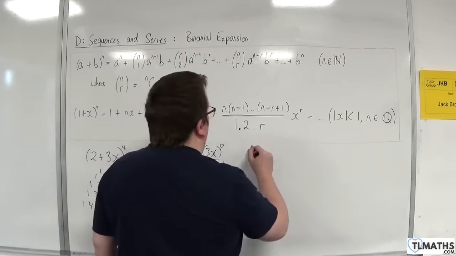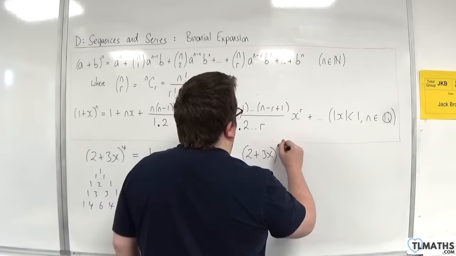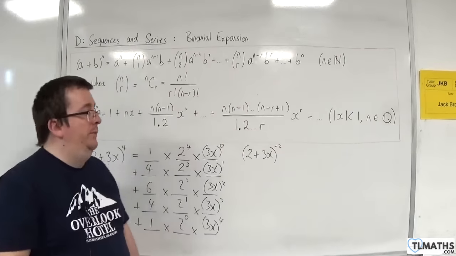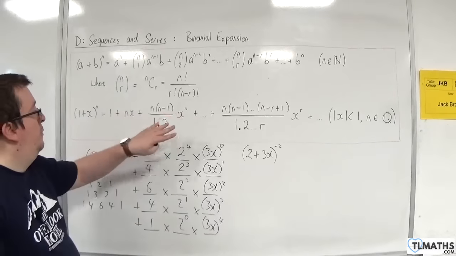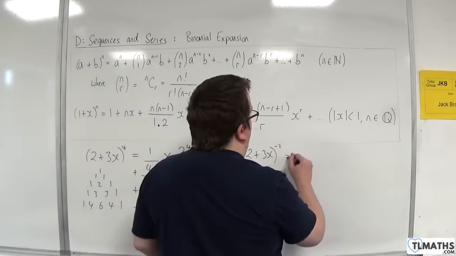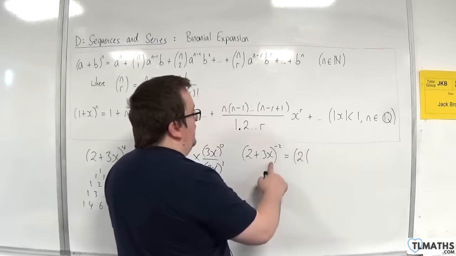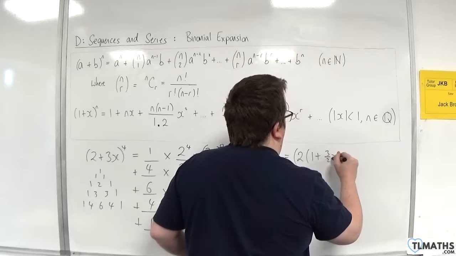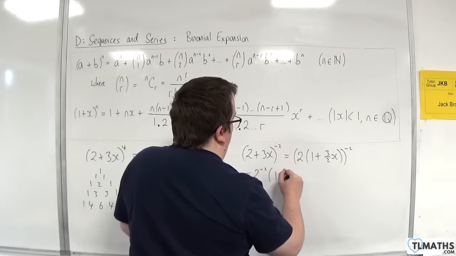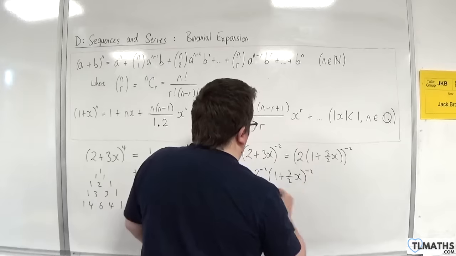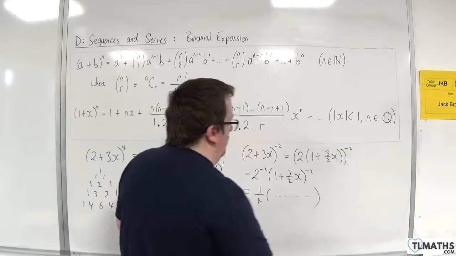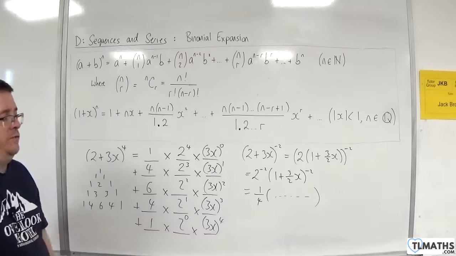Now, if you had to do (2 plus 3x) to the power of minus 2, and you wanted to find the first three terms, then you can't just dive in and use this formula as it stands because it needs to be in the form of 1 plus or 1 minus. So the first thing you need to do is prepare it. I'm going to factor the 2 out of those two terms in the bracket. 2 to the minus 2 times (1 plus 3 halves x) to the minus 2. And so that's 1 quarter times (1 plus 3 halves x) to the minus 2. You can do the binomial expansion on that and then multiply through by the quarter. And then you've got your result.